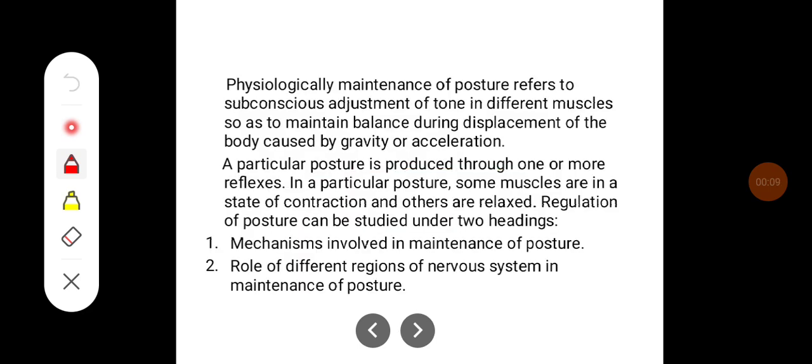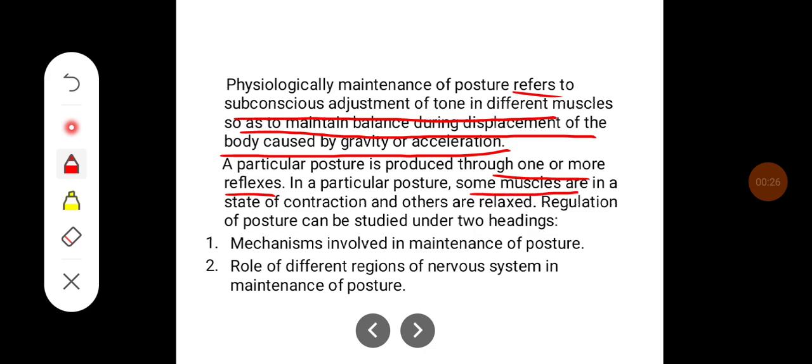Physiologically, maintenance of posture refers to subconscious adjustment of tone in different muscles so as to maintain balance during displacement of the body, which is caused by gravity and acceleration. A particular posture is produced through one or more reflexes.